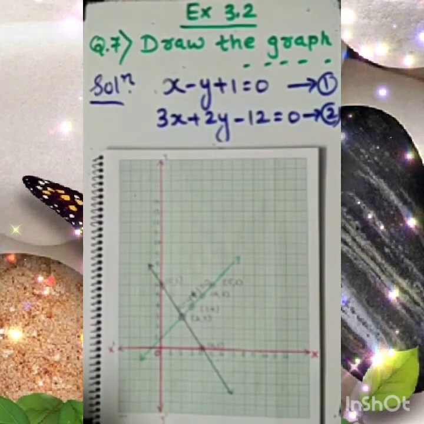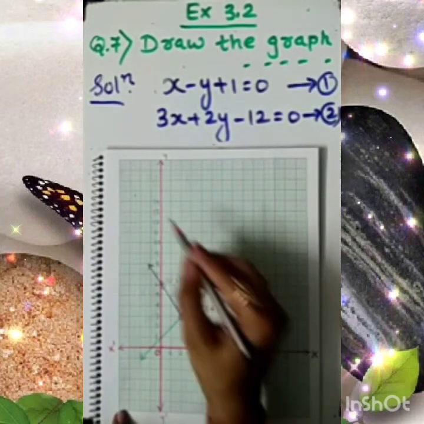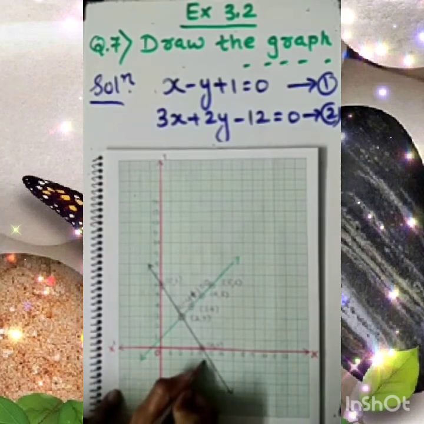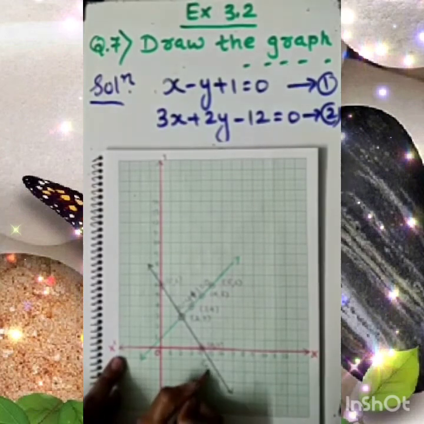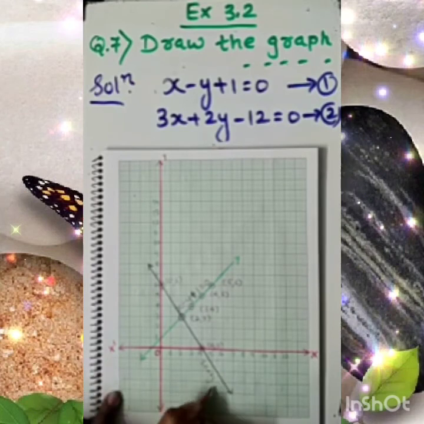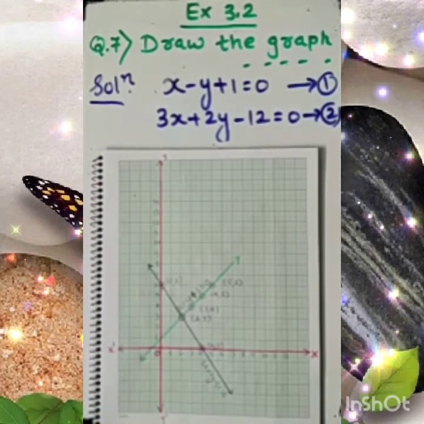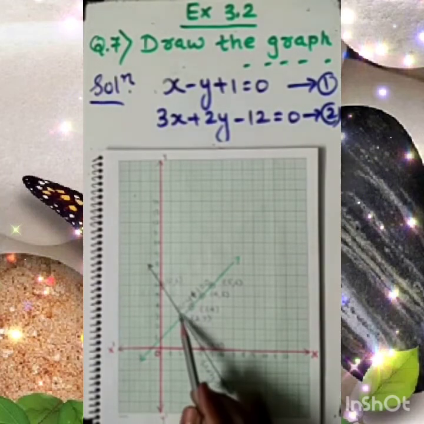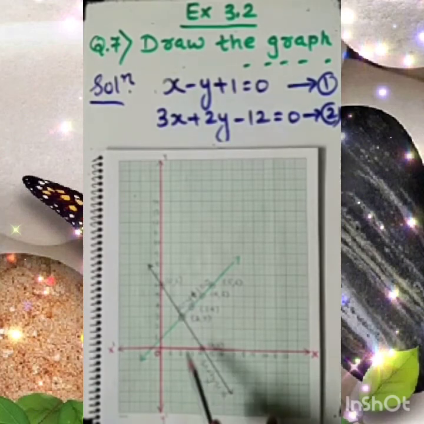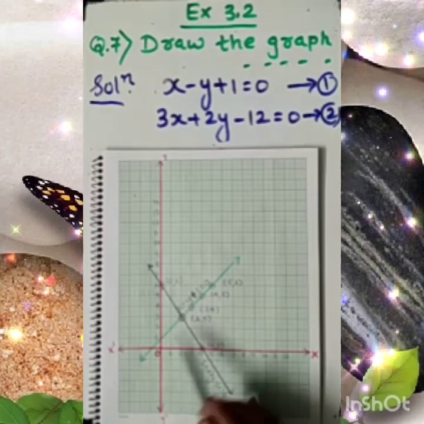And this time this line indicates which graph? That is the linear equation for this, so I am mentioning it here: 3x plus 2y minus 12. This is the line of this linear equation. Fine. Now what is the conclusion through the graph? The conclusion is this point. It means which point? 2, 3. You can see here 2, 3 is the intersecting point of two lines.